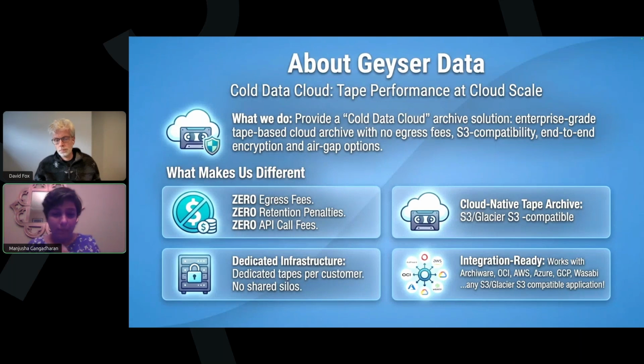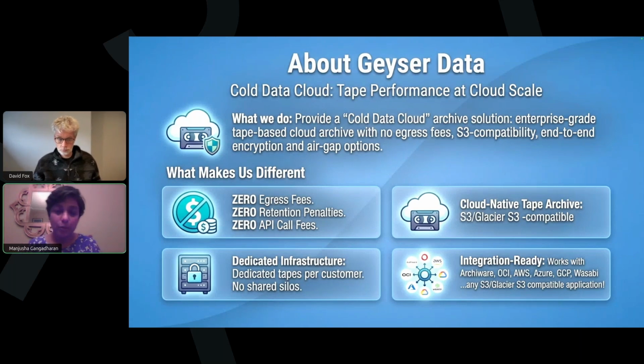Now, what makes us different? We have zero egress fees, zero retention penalties, zero API call fees. So on an invoice that you might receive from us, we are literally a single line item for storage. We are cloud native, like I said, we are S3 and Glacier S3 compatible. One of the big differences between us and any of the hyperscalers is that we dedicate tapes per customer.